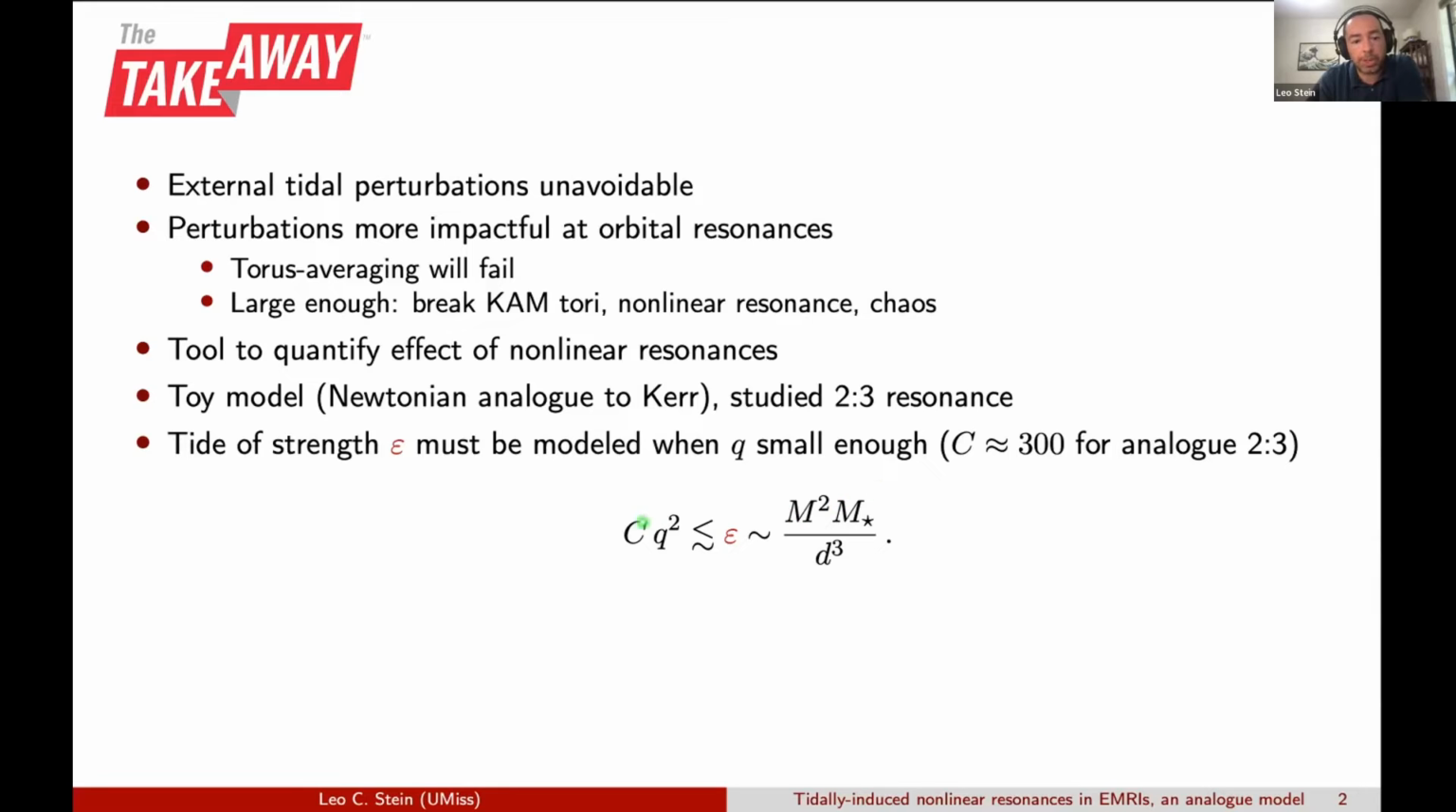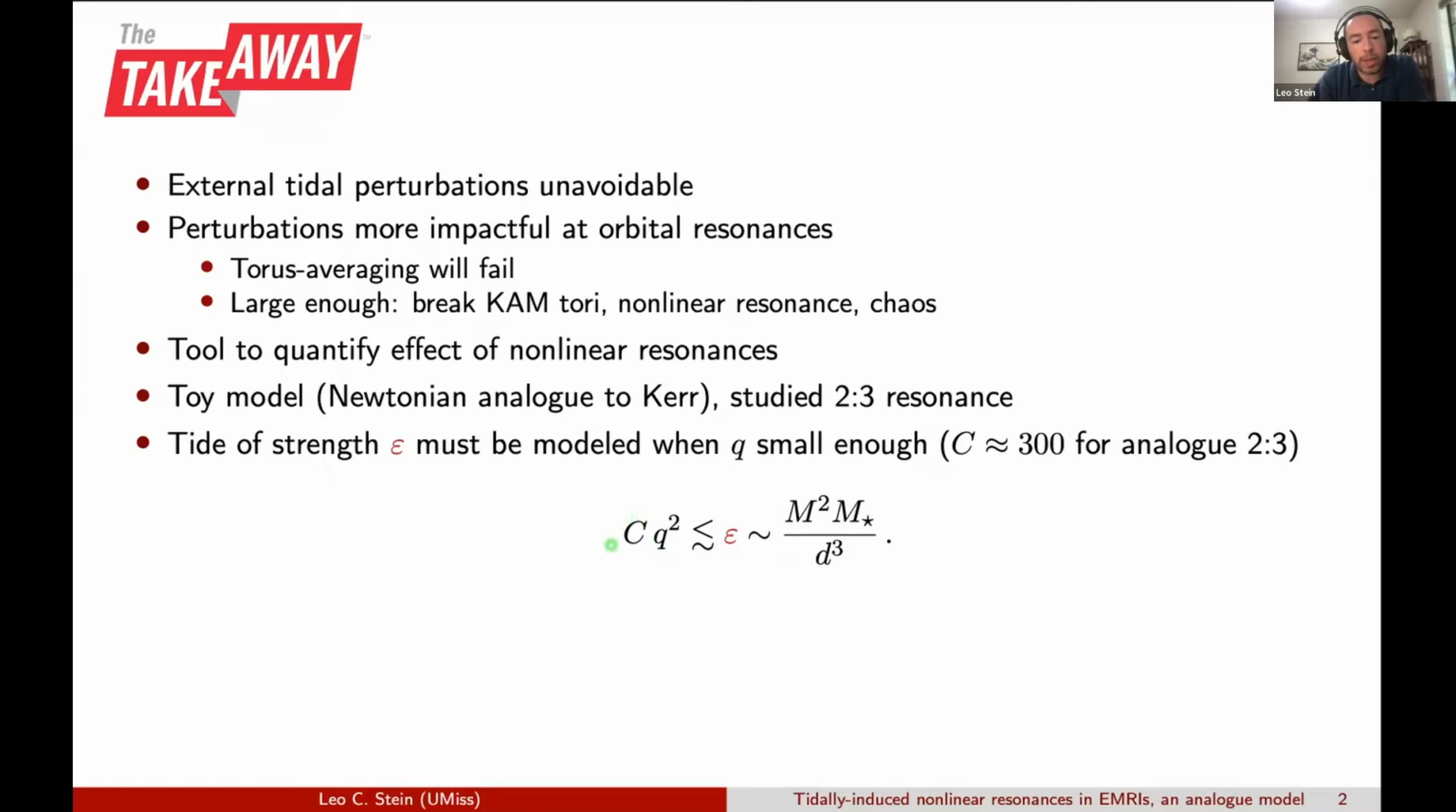With a tidal perturbation, there are now 2 small parameters. We already have the small parameter, the mass ratio q. And now we have a new small parameter, epsilon, that measures the strength of the tide. So if it was due to some third body that's nearby of mass m star at a distance d, then you would get some non-dimensional epsilon on the right-hand side here. And so what's important is a ratio between two small quantities.